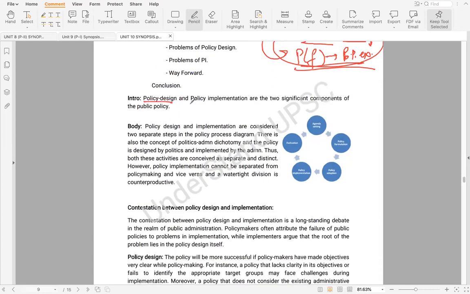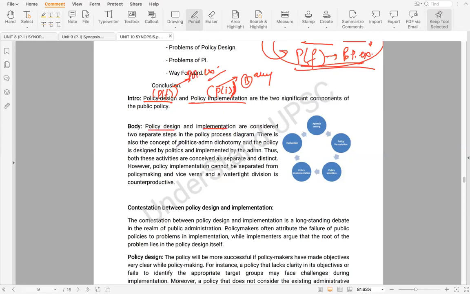Policy design and policy implementation are the two significant components of public policy. This is nothing but policy formulation, and this is nothing but policy implementation. This is done by bureaucracy, and this is done by the political executive. Policy design and implementation are considered two separate steps in the policy process diagram.